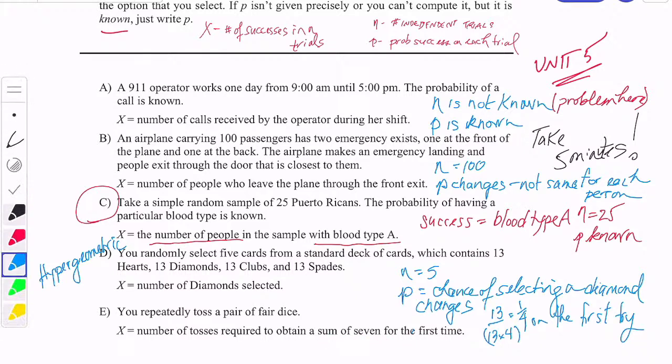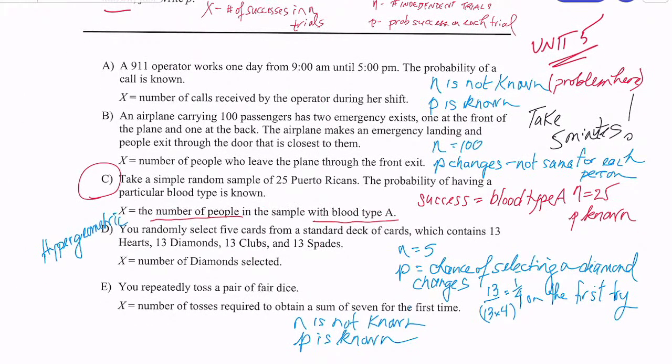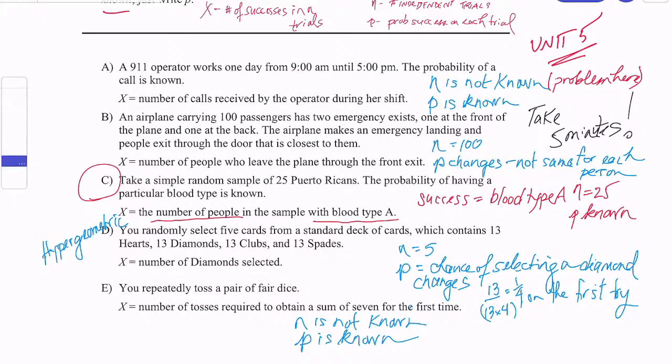So N is not known. It ends up being defined by the number of tosses, which is X, so it's not correct. But P, the probability on each try of a sum of 7, could be calculated. So P is known, but N is not, so it's not binomial. Questions?